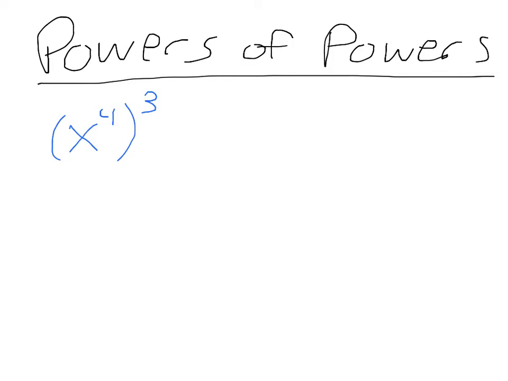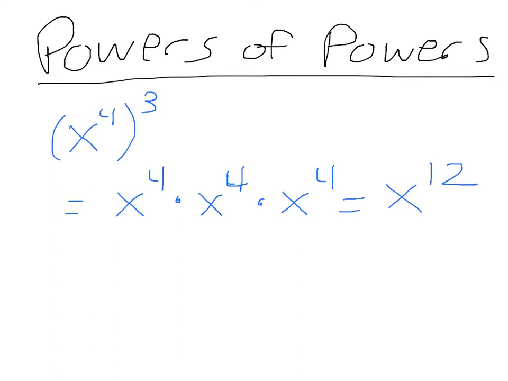So what does that mean then to us? What that means is nothing more than x to the fourth times x to the fourth times x to the fourth. Well, we know from last lecture, we're multiplying three powers that all have the same base, so we're just going to be adding the exponents. So that would be x to the 4 plus 4 plus 4, which we obviously know is 12.